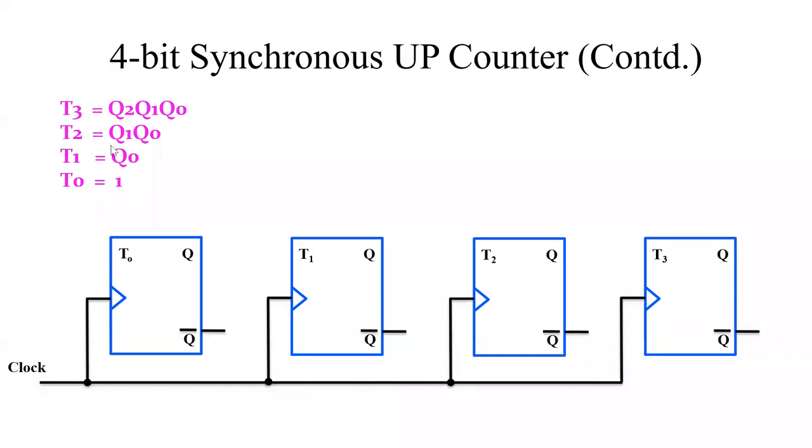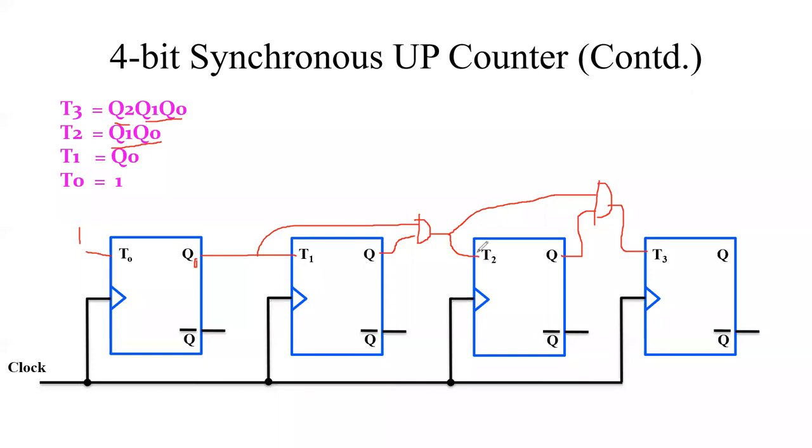Based on these functions, you have to draw the remaining circuitry. For T0, you have to keep 1. T1 you connect to Q0. For T2, you have to make an AND gate here, take Q1 and Q0, and connect the output of this gate to T2. For T3, we also connect one AND gate: Q2, Q1, Q0. Q1 Q0 is nothing but T2, so the output of the previous AND gate you can connect directly, because its output is Q1 Q0.